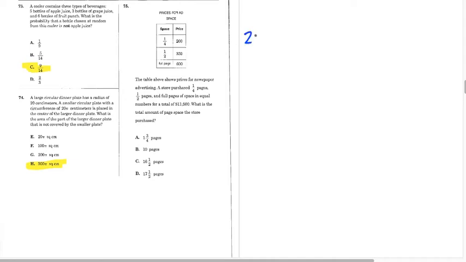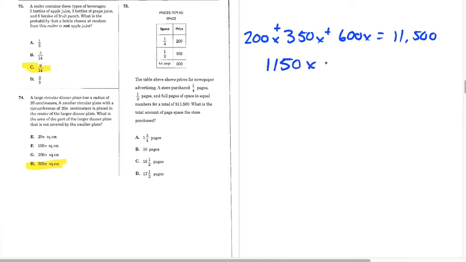There we go. $200x, 350x, these are all adding, sorry, and 600x has to equal how much they spent, 11,500. If you add all this up, you'll get 1,150x equals 11,500. Divide each side by 1,150, you get x equals 10. That is not our answer, so do not pick B.